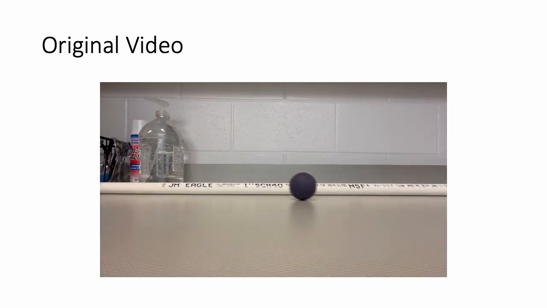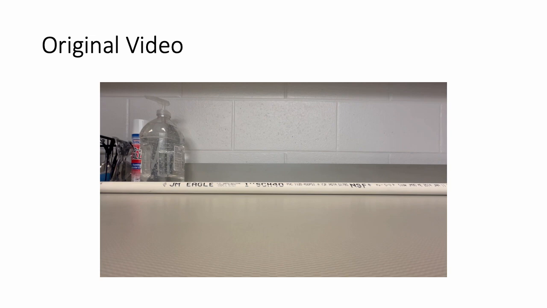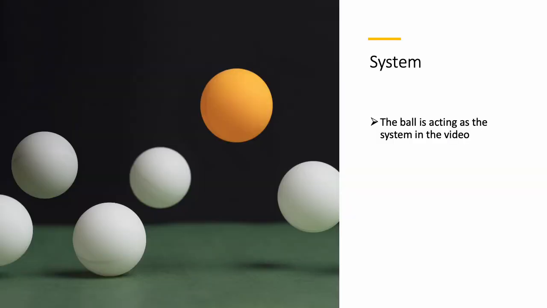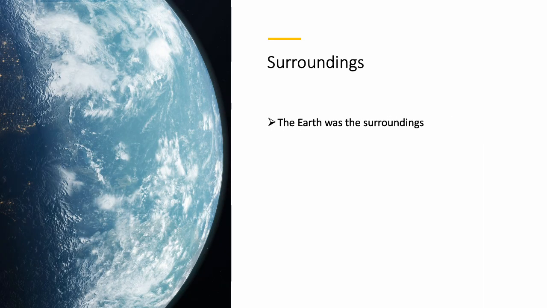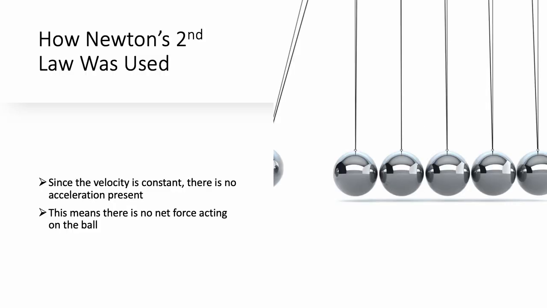This is the original video that I had recorded. As you can see, the system in this video is the ball, and the surroundings are the Earth. So how was Newton's second law used? Since velocity is constant, there is no acceleration present. This means there is no net force acting on the ball.